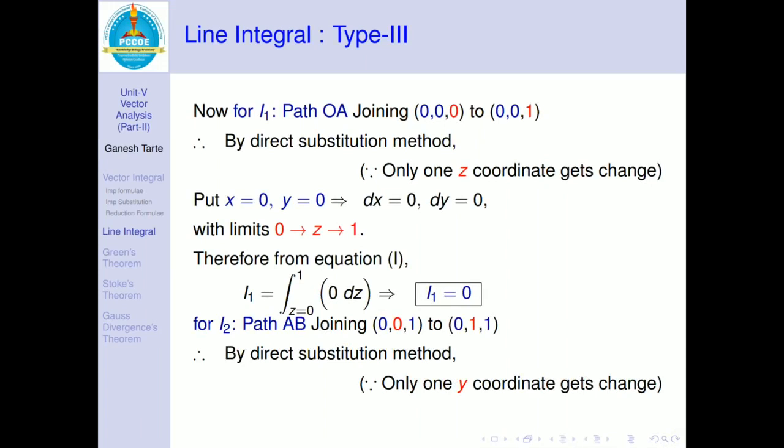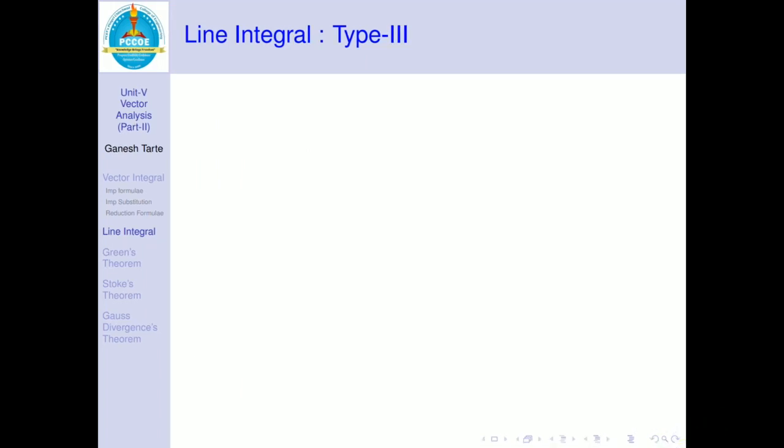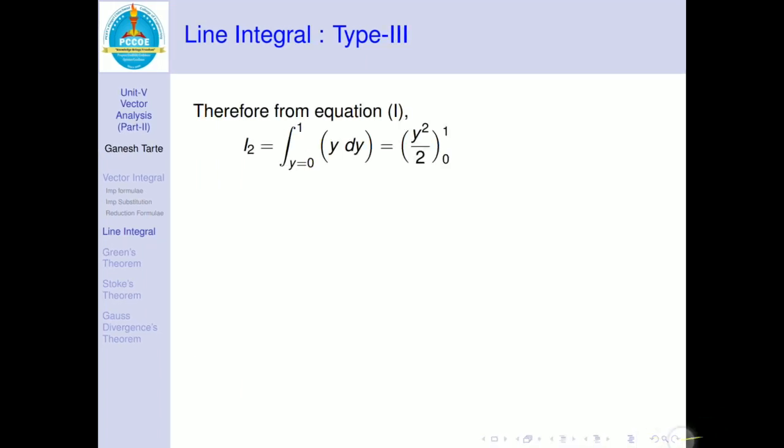Similarly for I2, path AB joining (0,0,1) to (0,1,1). Again the same logic: only y changes from 0 to 1, x is constantly 0, z is constantly 1. So these are the substitution, x equals 0, z equals 1, which implies that dx and dz are both 0, and the limiting values are 0 to 1 for y. Therefore equation 1 becomes integration of y from 0 to 1 of y dy, which is y square by 2 from 0 to 1, which is 1 by 2. So the value of I2 is 1 by 2.